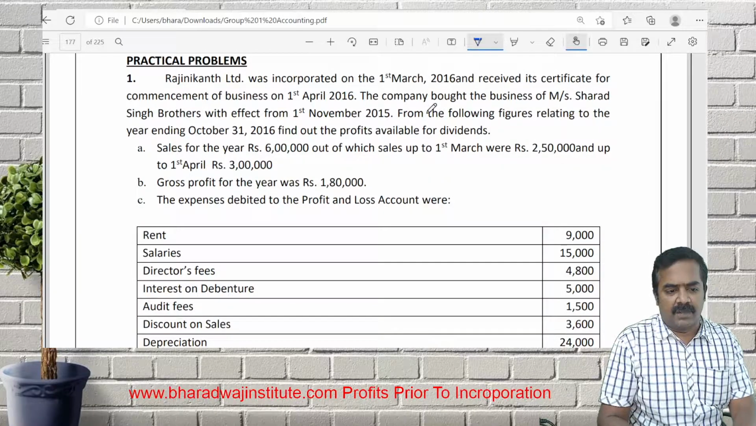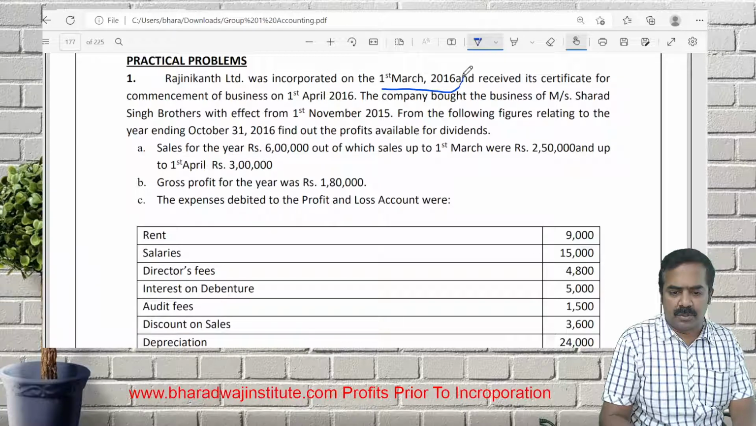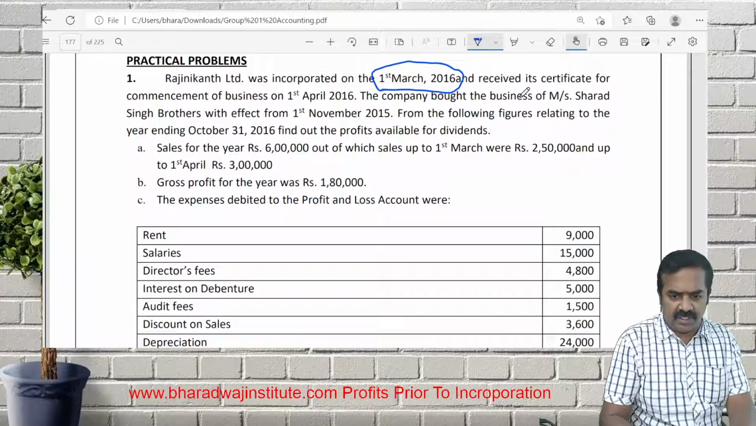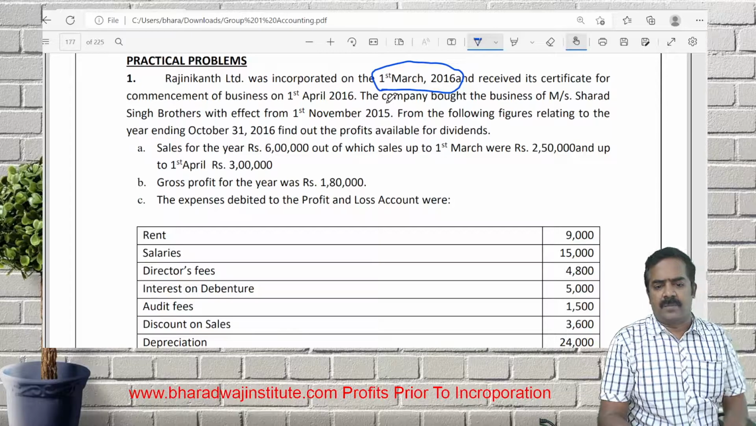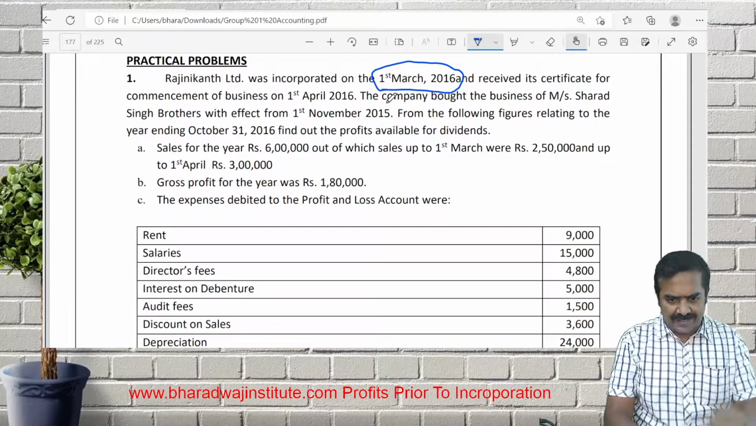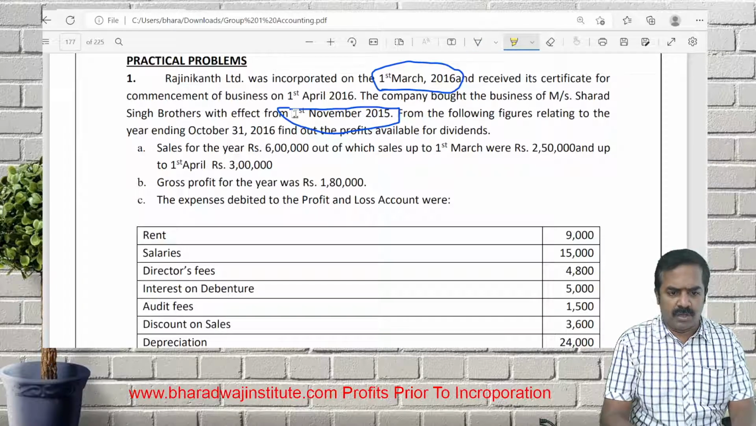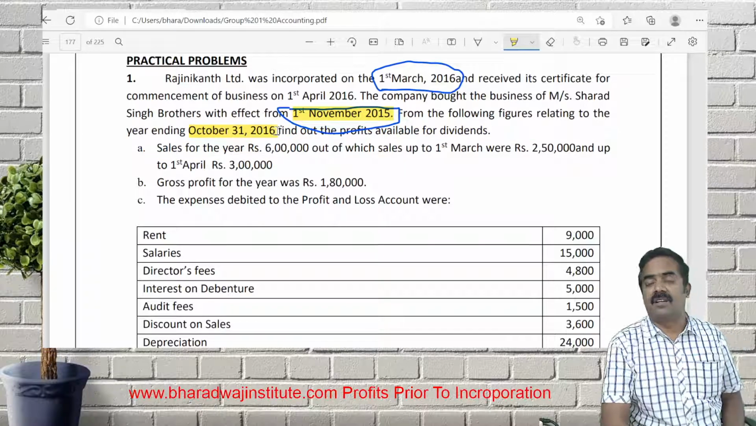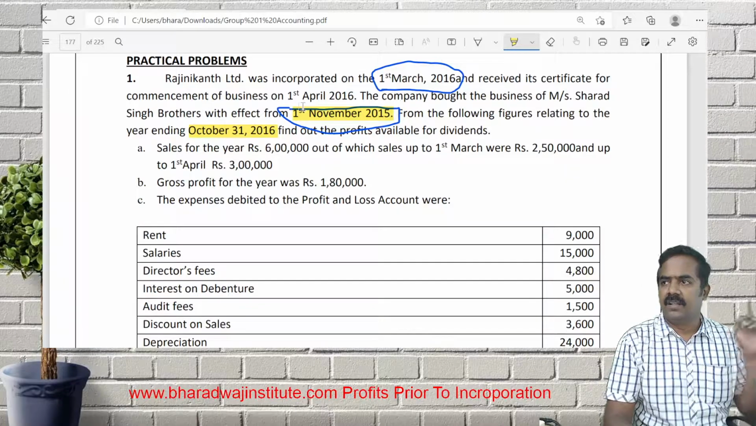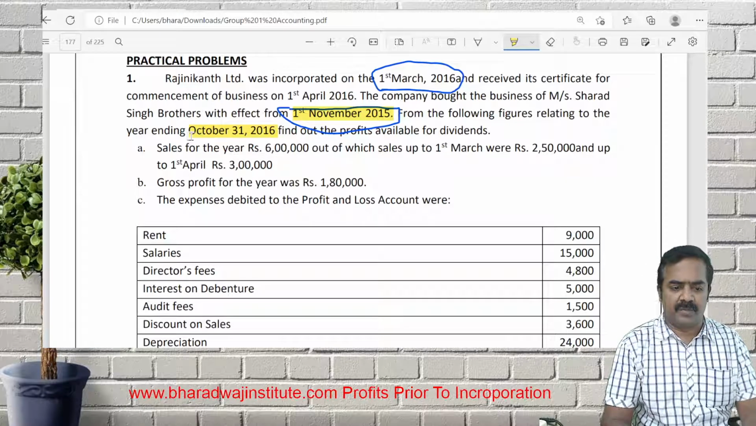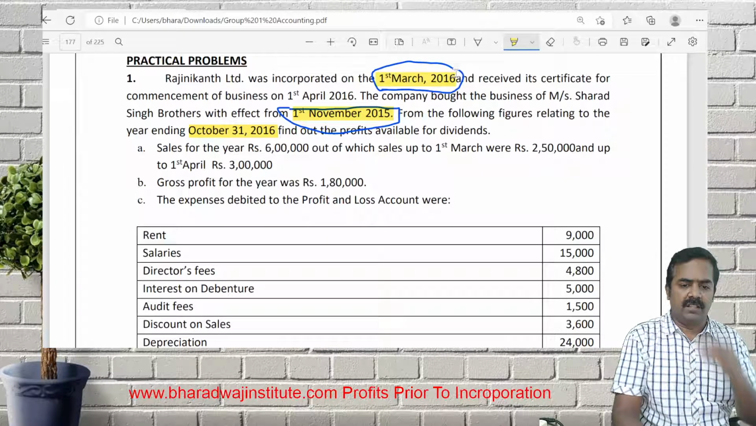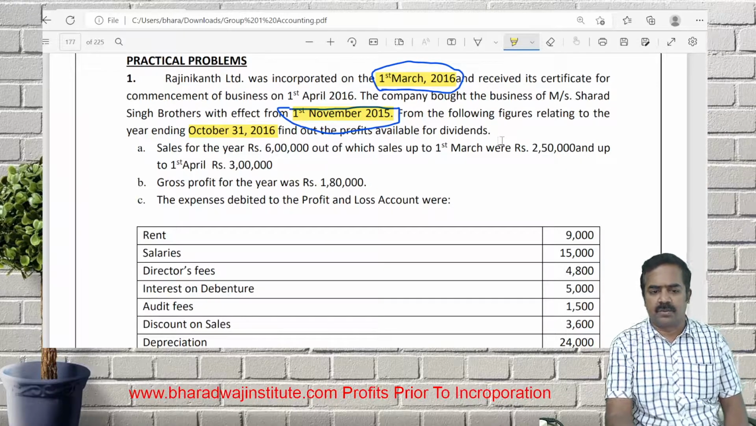Rajinikanth Limited was incorporated on what date? 1st March 2016. This is the date of incorporation. Certificate of commencement of business doesn't matter. The company bought a business from which date? 1st November 2015. We are preparing the accounts on 31st March 2016. So the accounting period is from November to October, not January to December, not April to March. The accounting period starts on 1st November and ends on 31st October 2016. The company was incorporated on 1st March 2016.